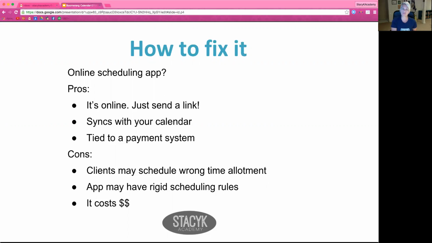But some other problems with having an online scheduling system is the client may schedule a 2-hour block when really they need 30 minutes, or they would schedule 30 minutes when really they needed 2 hours. Also, the app may have rigid scheduling rules. The way that Full Slate worked, and I really liked it, was I could have it set like a buffer. So, give me 15 minutes between each appointment time. So if I had something scheduled between 12 and 1, the next available time would be 1:15.